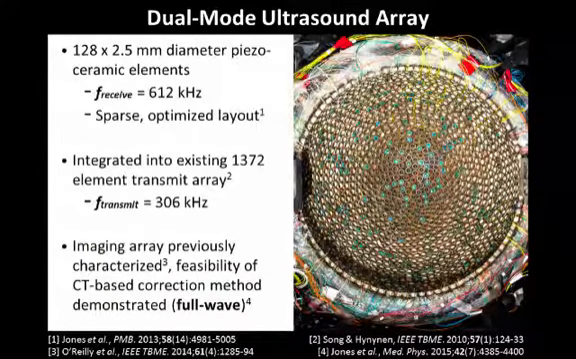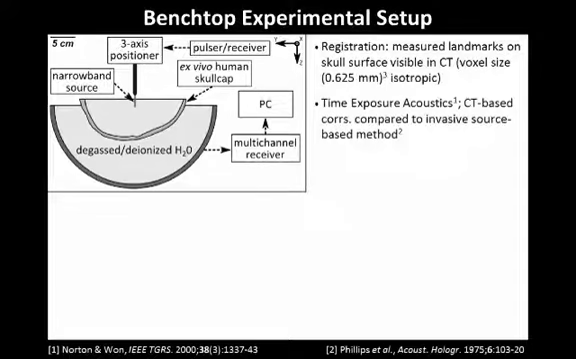So we again use the same array. This time we used PCT receivers at the second harmonic frequency. We are transmitting 300 kilohertz and receiving about 600. Then we used a CT-based model with full wave equation simulations as our standard.